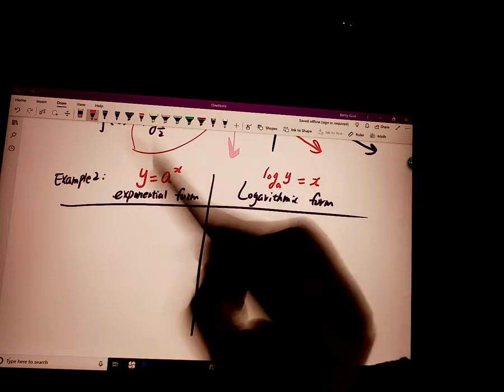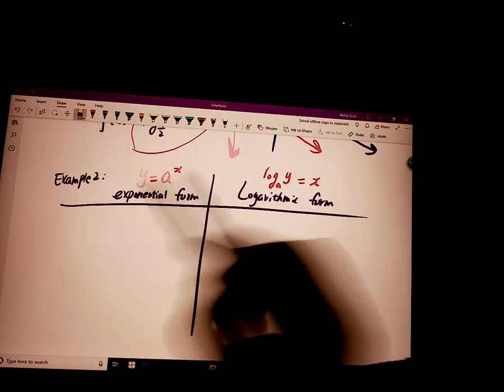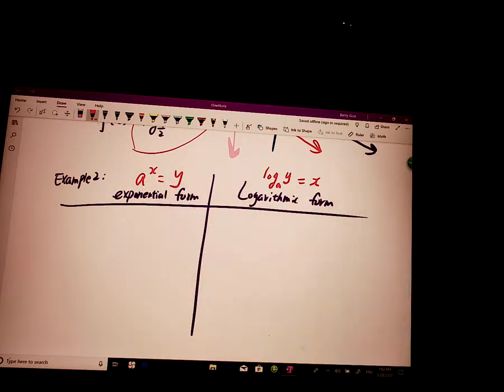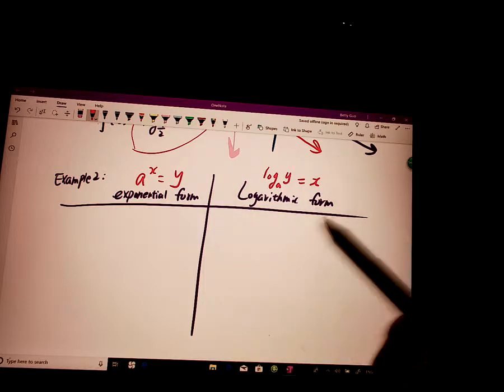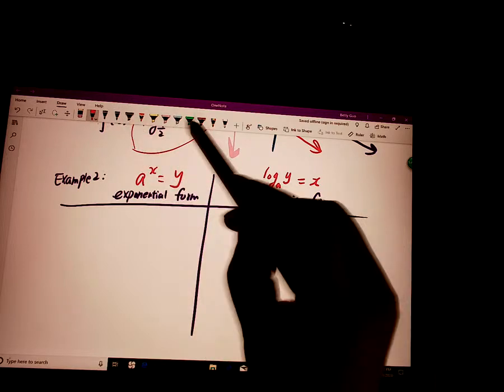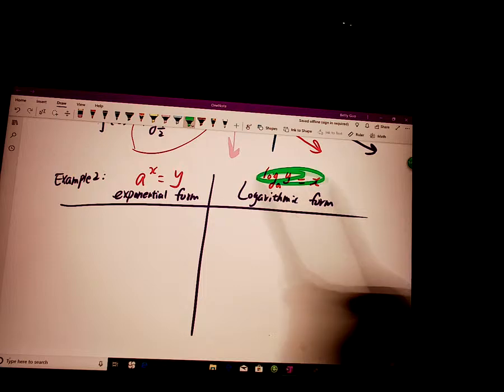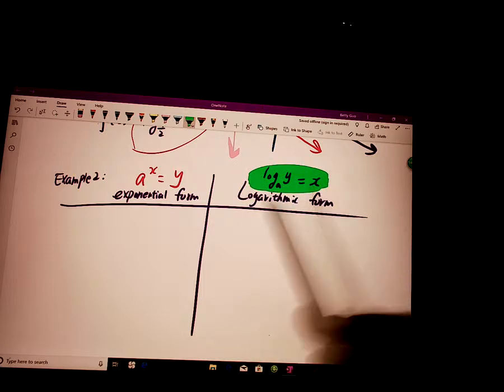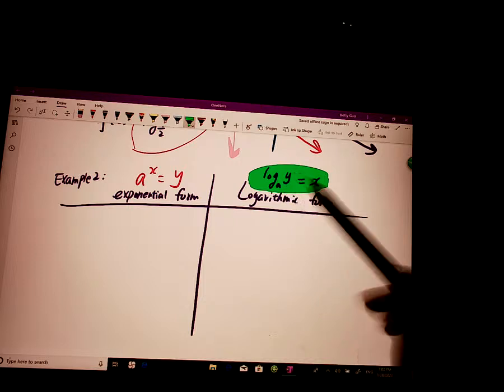Or I can rewrite this part as a to the power of x equals y. It doesn't matter, just switch the two sides. Okay? So one very important thing about this equation, x equals log with base a of y: you can see that as a function, right?